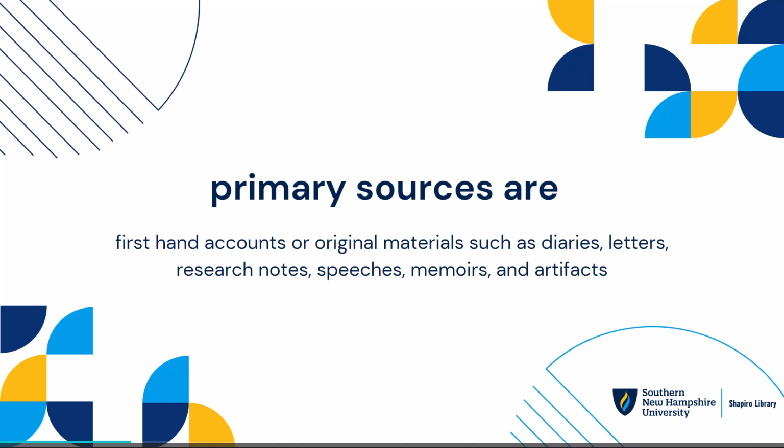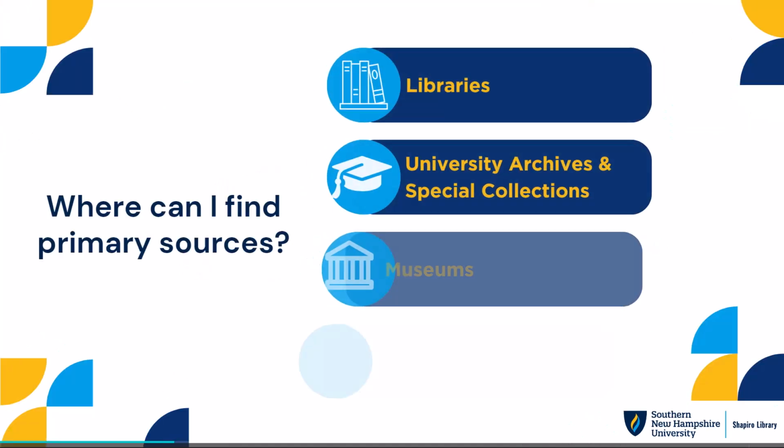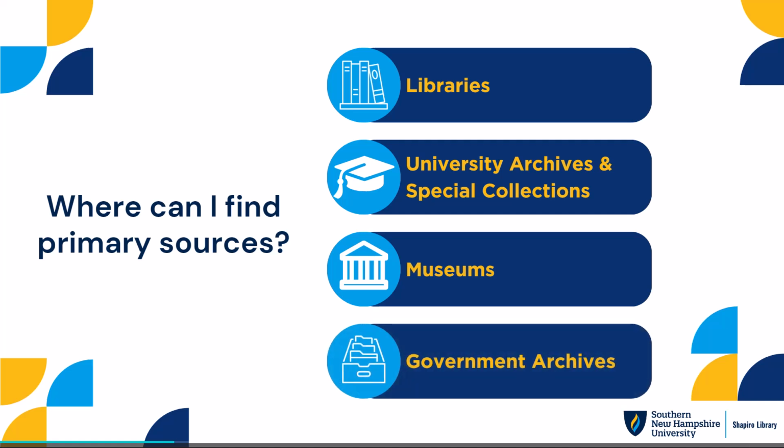Primary sources are often housed both virtually and physically in libraries, university archives and special collections, museums, and government archives. A lot of institutions scan and digitize their collections, and many of them are accessible to the public online.